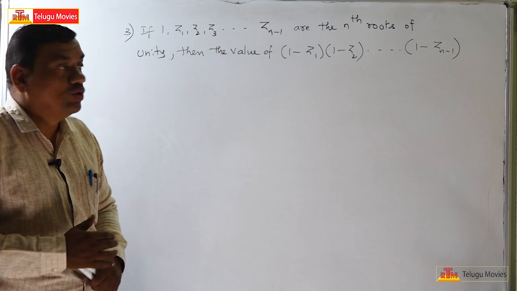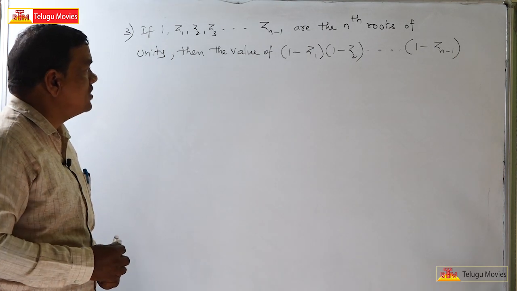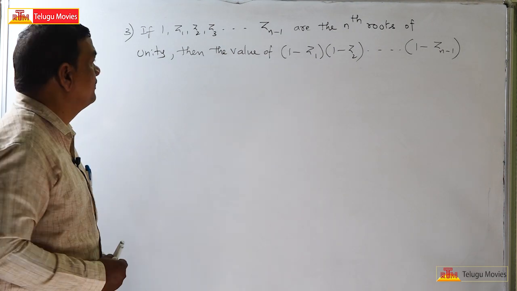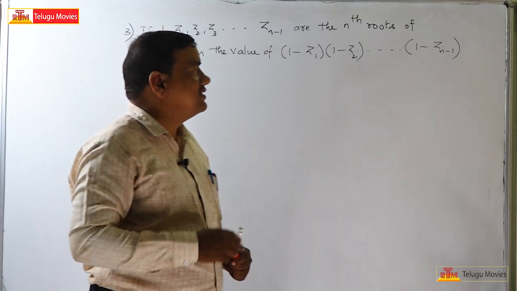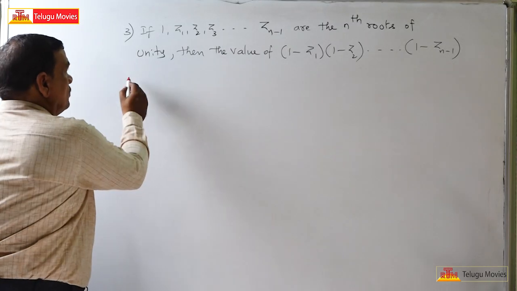Hi students, welcome to this problem. Here 1, Z1, Z2, Z3, so on, Z n minus 1 are the nth roots of unity. Then the value of 1 minus Z1, 1 minus Z2, up to 1 minus Z n minus 1 is equal to how much?